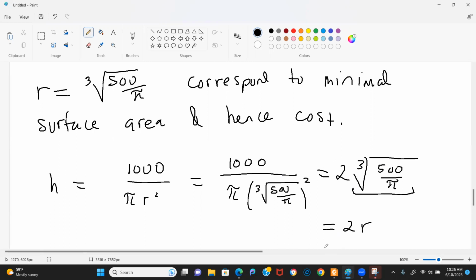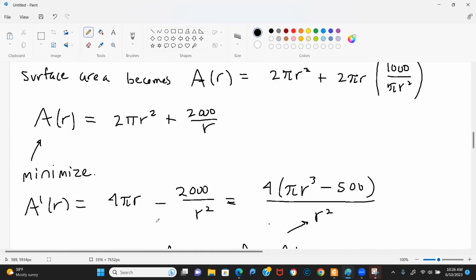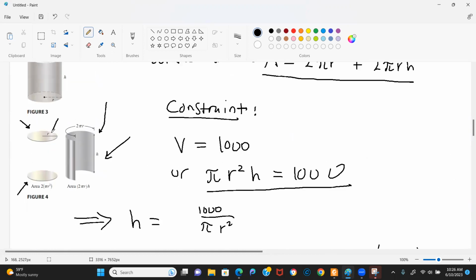So to minimize the cost of the can, your radius should be this, and then your height should be equal to twice the radius, which is the same thing as the diameter actually. So we're talking about this radius right here. So we have the radius, and the height we just determined has to be twice this radius of this disk, which is the same thing as just the diameter of that disk.